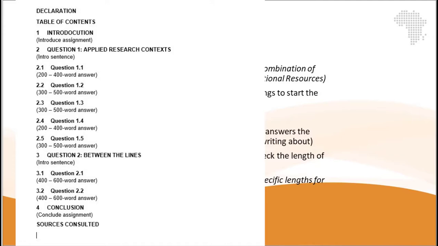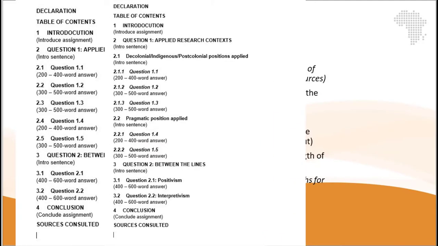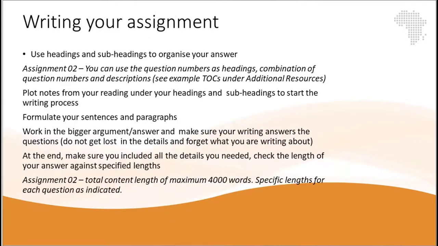But you can also use a combination of worded headings and question numbers. So there's a variety of ways. I have uploaded 2 versions on my UNISA, and I show you 2 versions now. So somewhere in between those 2, or either one of those can serve as your template for headings and subheadings. It's the same type of format as for assignment 1.